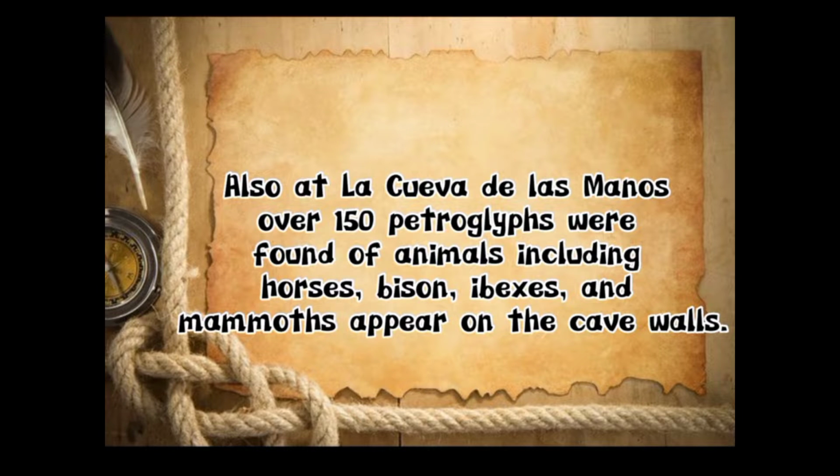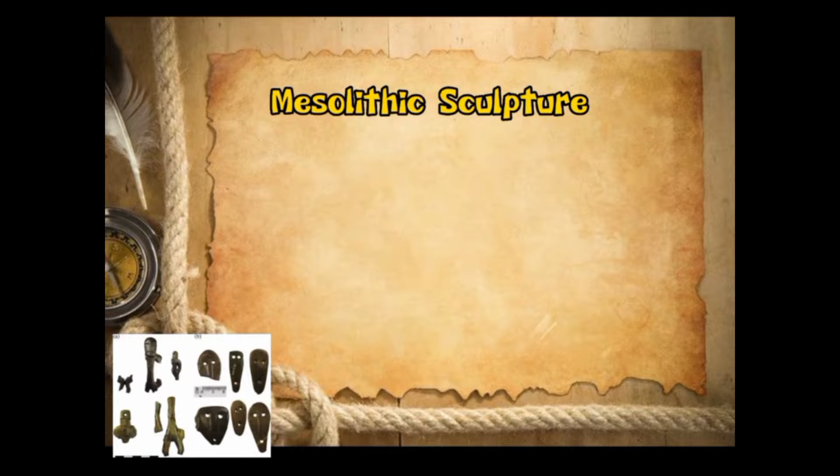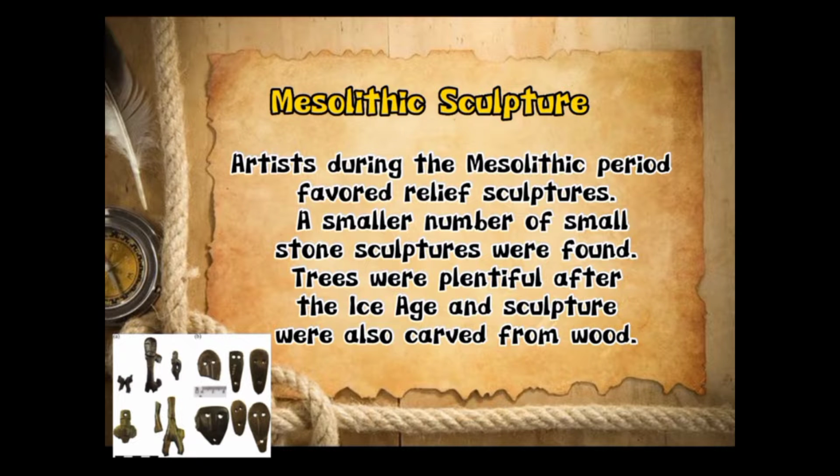Also at La Cueva de las Manos, over 150 petroglyphs were found, and animals including horses, bison, ibexes, and mammoths appear on the cave walls. Now, Mesolithic sculptures. Artists during the Mesolithic period favored relief sculptures. A smaller number of small stone sculptures were found. Trees were plentiful after the Ice Age, and sculptures were also carved from wood.